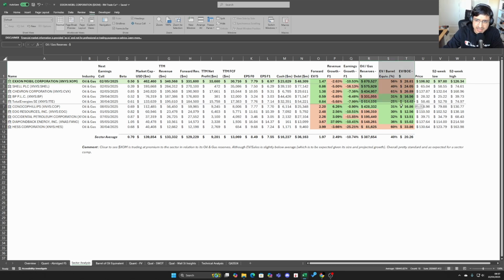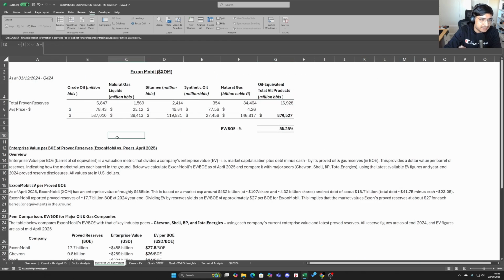And then I guess the next part of the analysis for the sector, and Exxon as well, is these three columns here, and these are obviously very specific to the oil and gas industry. So before I go into these, I think I need to explain what a barrel oil equivalent is. So BOE, as you can see here broken down with the calculations, is essentially the total proven reserves of a company.